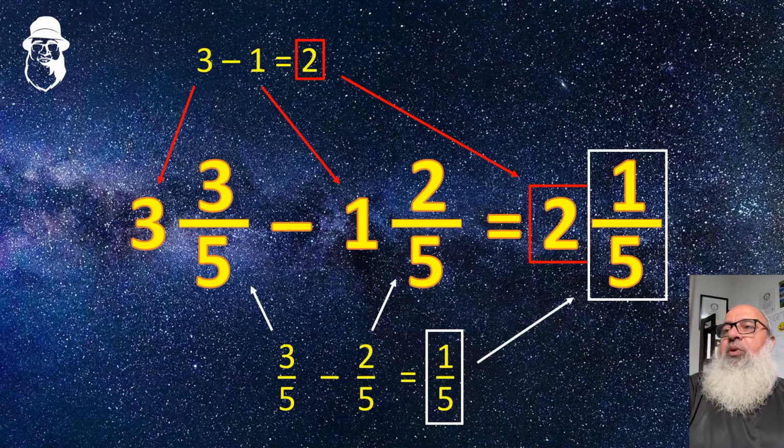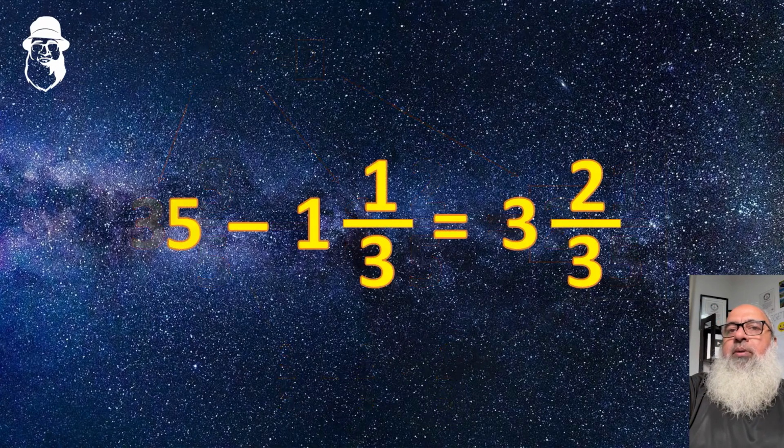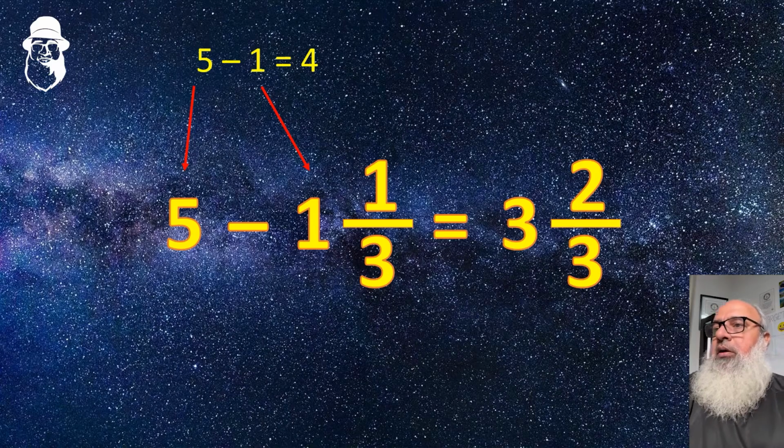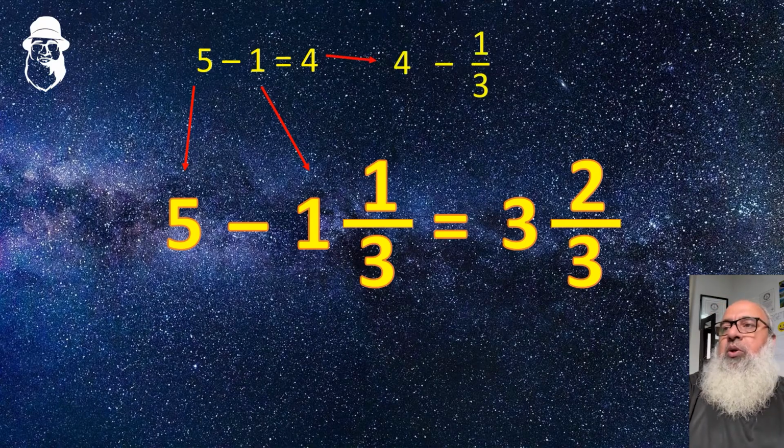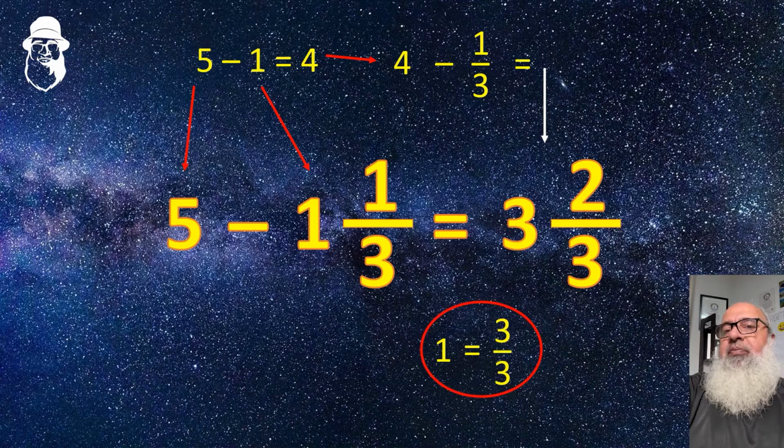Now, when we have to take a fraction from a whole number, let's see this example. Here, subtracting the wholes, we get 5 minus 1 is 4, but we still have 1/3 to take away. So we need 4 minus 1/3, which is 3 whole number 2/3, because we take the 1/3 from one of the whole ones, which we can think of as 3/3.